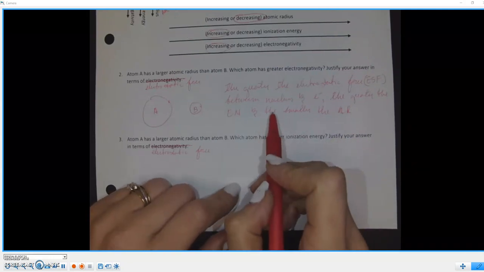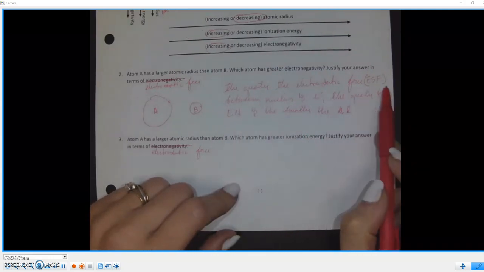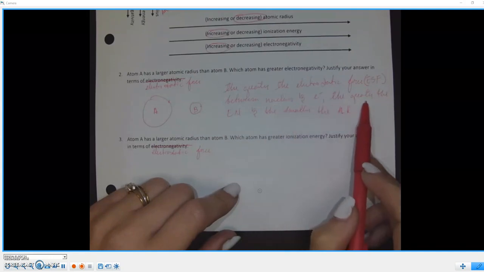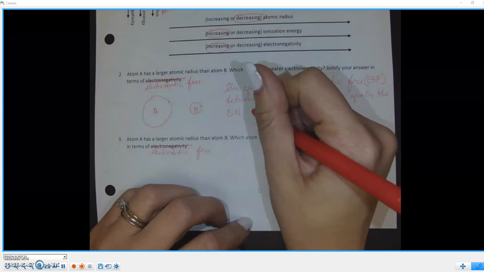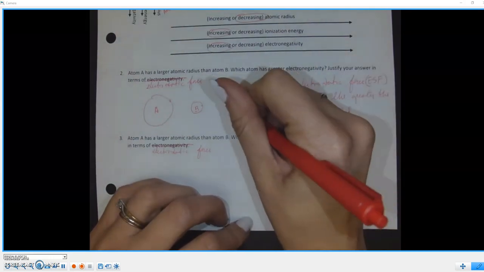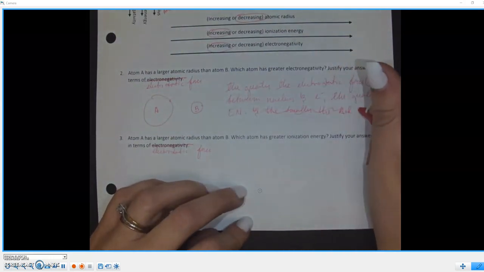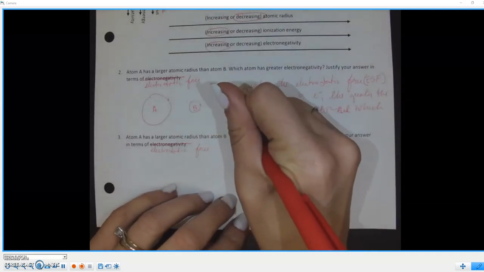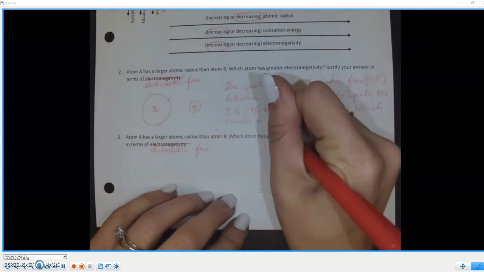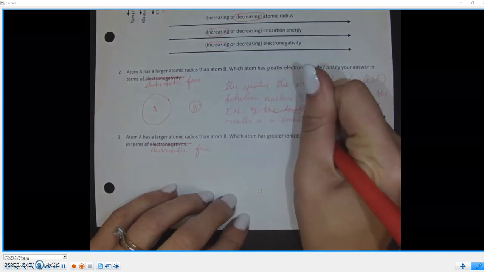Or we could change this one a little bit. So the greater the electrostatic force between the nucleus and electrons, the greater the electronegativity, which results in a smaller atomic radius.